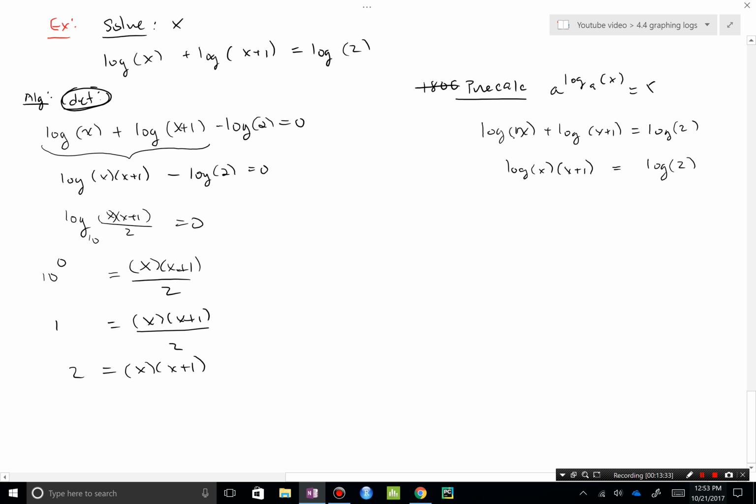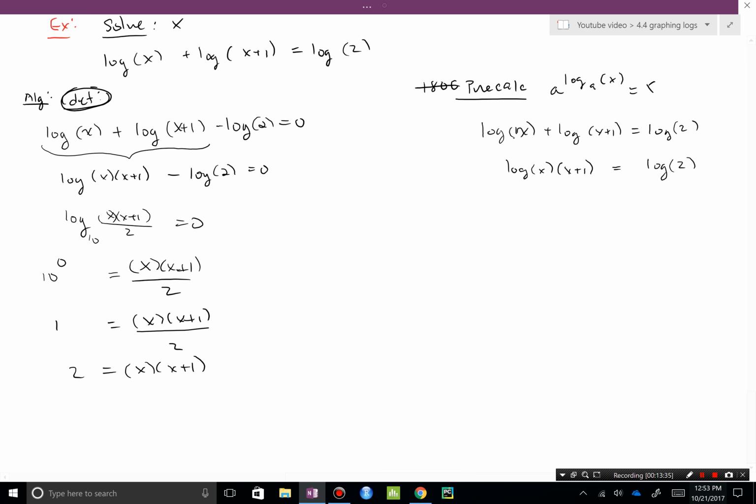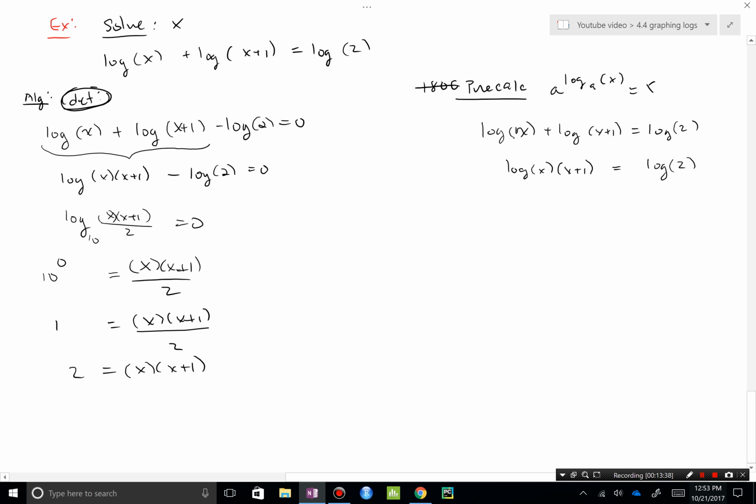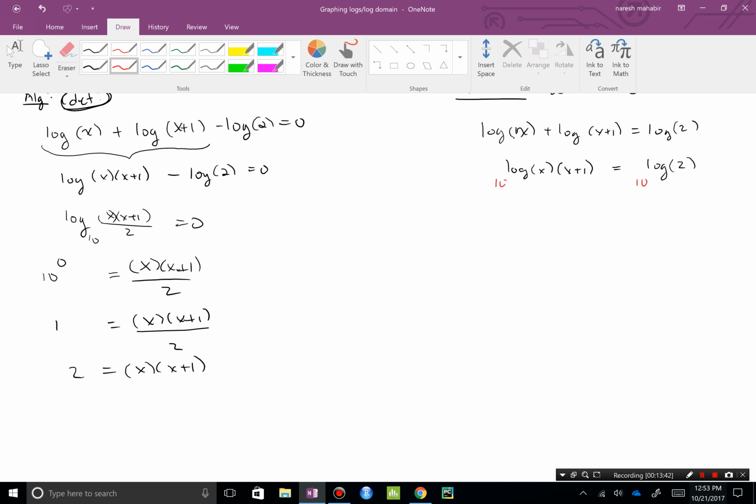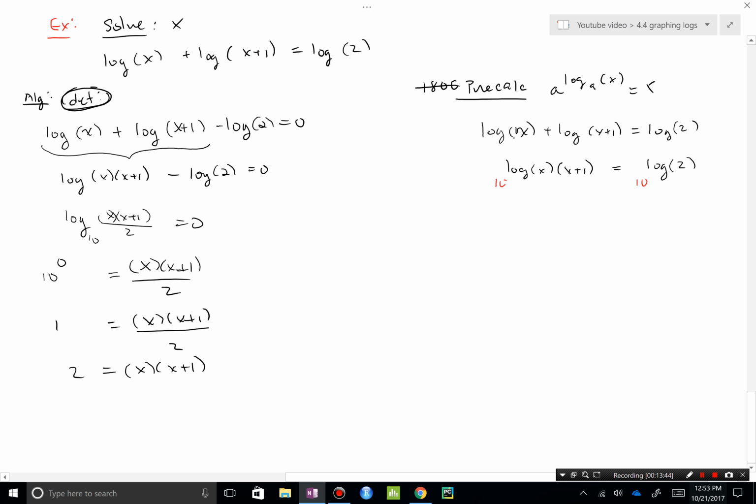What's the base here? It's 10, and this is the superiority of the 1800 way of doing things. I'm going to base 10 both sides. When I base 10 both sides, this undoes this guy, which leaves me x times x plus 1. This undoes this guy, which is just 2. Notice we are in the same place with half the work. Okay, this is the superiority.